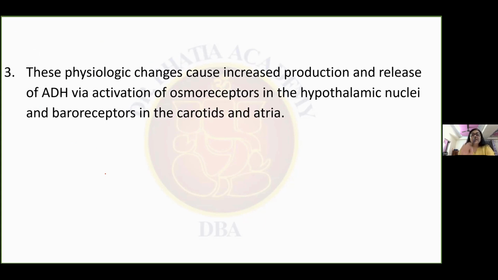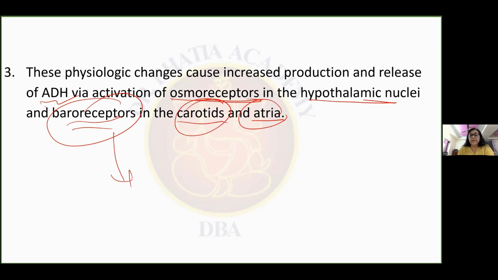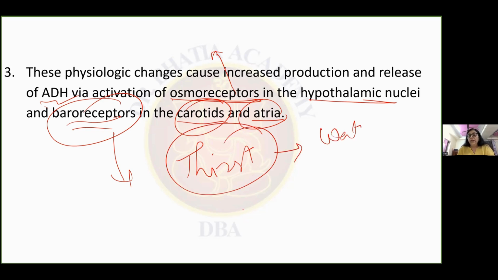Now, these physiological changes cause increased production and release of ADH via activation of the osmoreceptors in the hypothalamic nuclei and the baroreceptors in the carotids and the atria. So we have the baroreceptors in the carotids and the atria, which are the peripheral receptors, and the central osmoreceptors in the hypothalamus. So all this mechanism helps in controlling what? The water balance, by managing thirst, the water intake, the urine output, and the water lost.